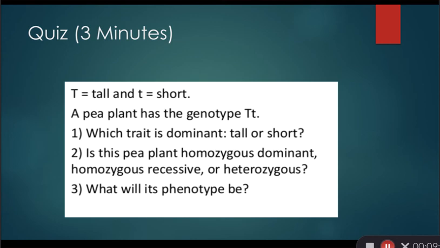And lastly, what will its phenotype be? Since there is a capital and a lowercase, and it is heterozygous, the trait that will be expressed will be a tall pea plant, and this is because, just as in our last example, the dominant allele masks the recessive one.